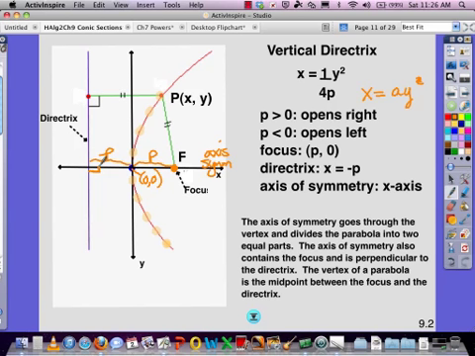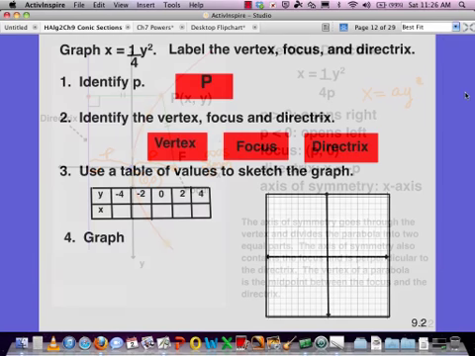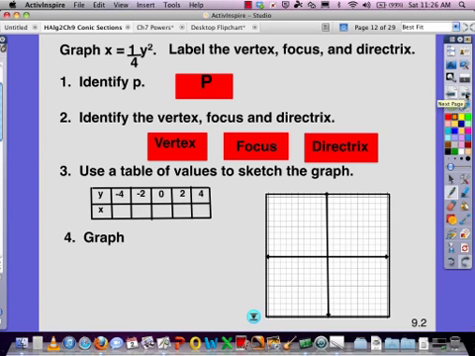All right, so you're going to be given equations in this form, and you're going to be asked, what's the vertex, what's the directrix, what's the axis of symmetry, right? And I believe that's where we're headed next. So here's an example.